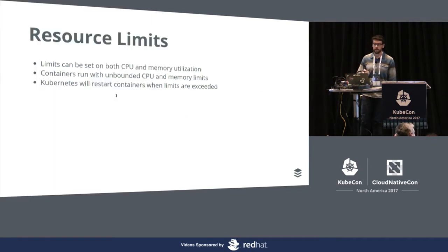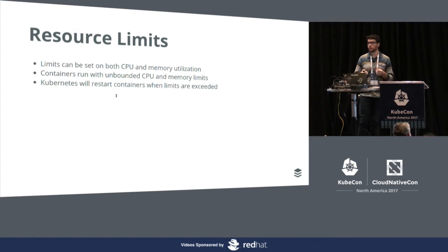So let's talk a little bit about resource limits. These are constraints that can be set on both CPU and memory utilization. Without these set at all, the containers can run unbounded with the CPU and memory that they consume. There are some things in place now, defaults that you can place on namespaces, but I'm not going to cover that in this talk. But they are available. When a limit is crossed, Kubernetes is going to restart the containers.